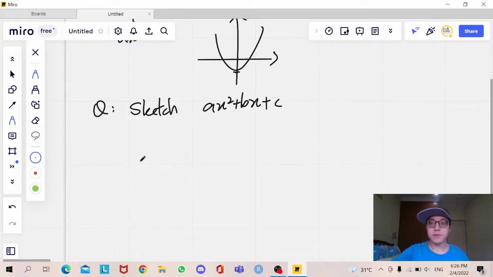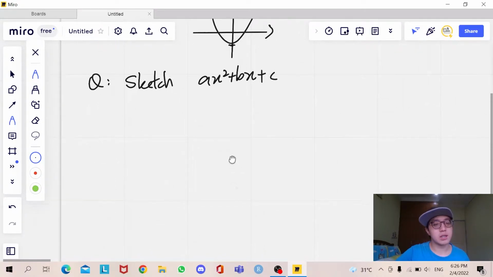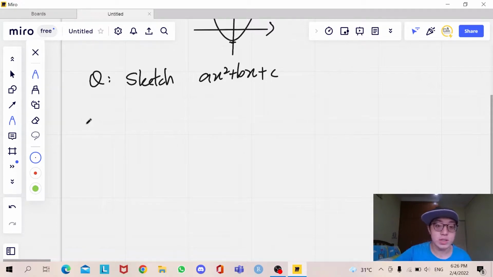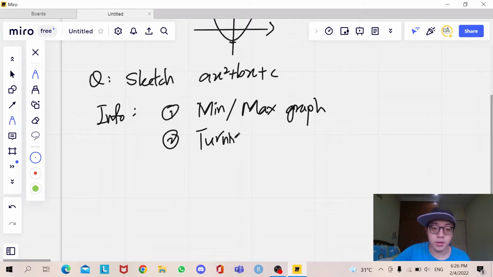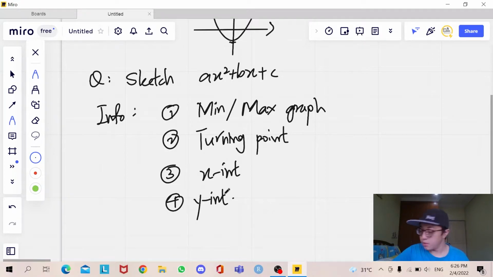So there are a few pieces of information that we need before we start to sketch the graph. Number one, we need to determine whether it's a minimum or maximum graph. The second thing is we need to determine the turning point. Number three, we need to determine the x-intercept. Number four is the y-intercept. With all this, we are ready to start to sketch a graph.